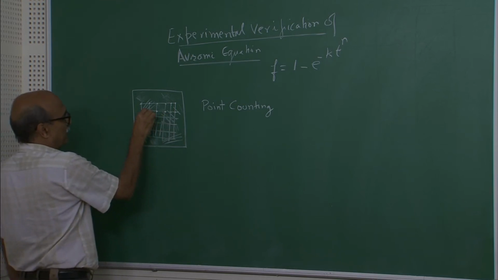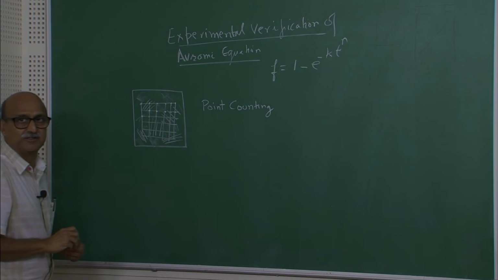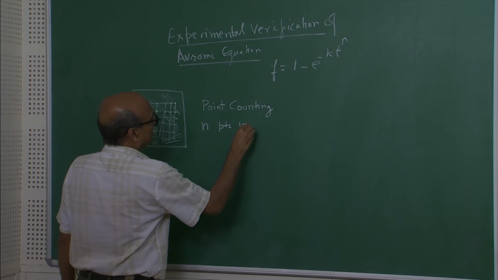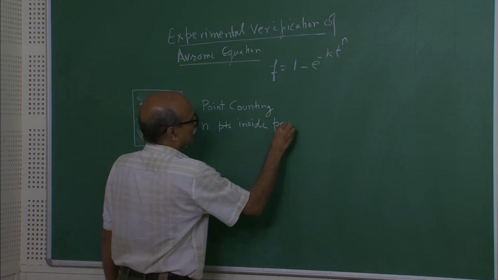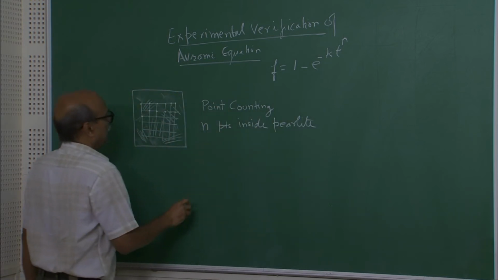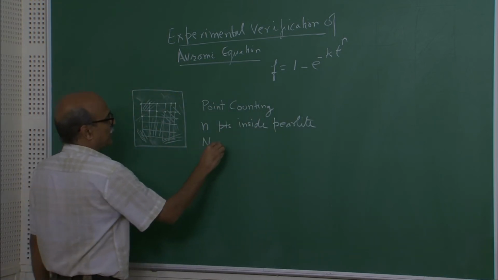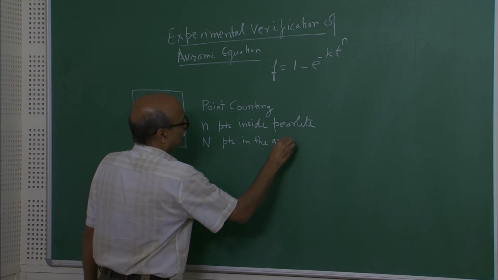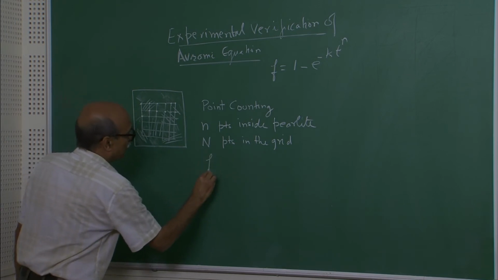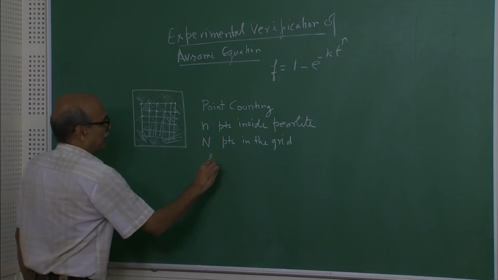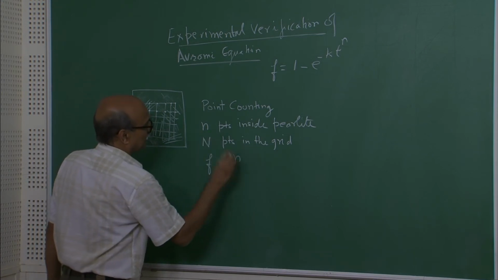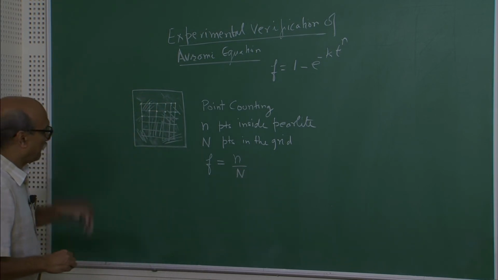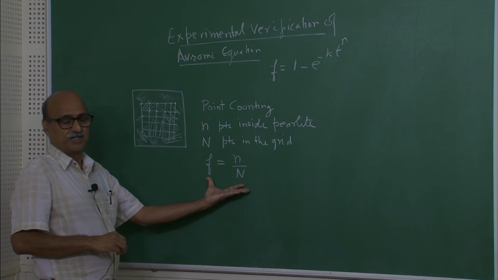We count how many such points are in the pearlitic region. Suppose there are small n points inside pearlite, and there is a total of capital N points in the grid. Then the volume fraction of pearlite that is formed is given by this estimate, the ratio small n upon capital N. This is a well established technique for measuring volume fractions.